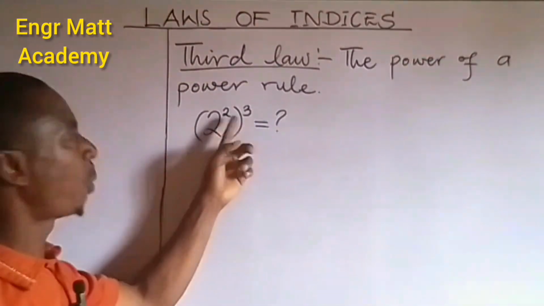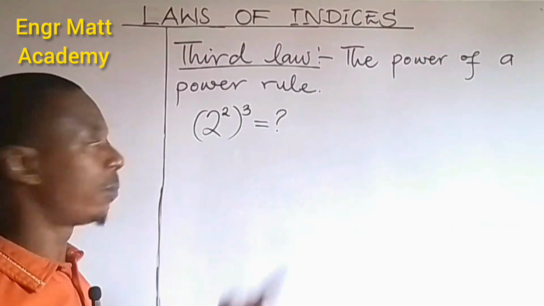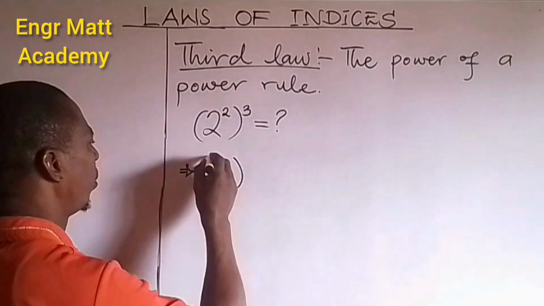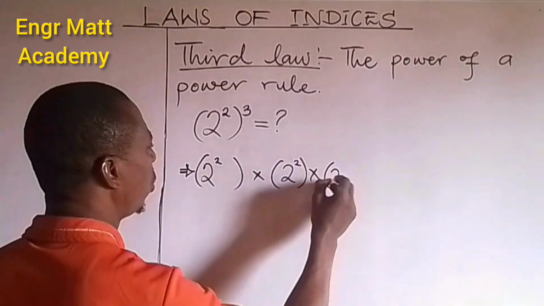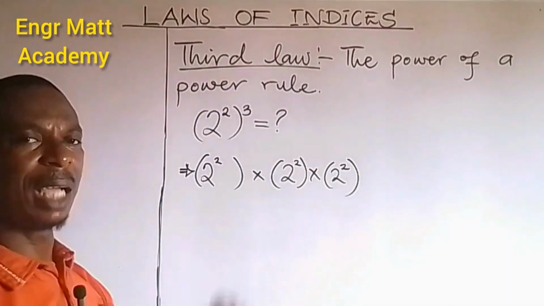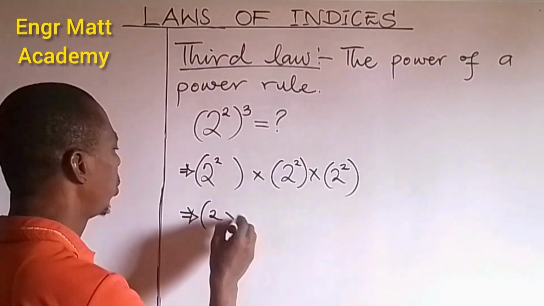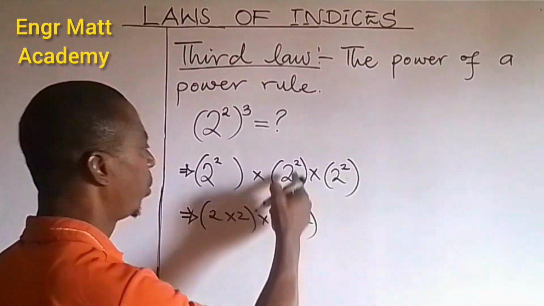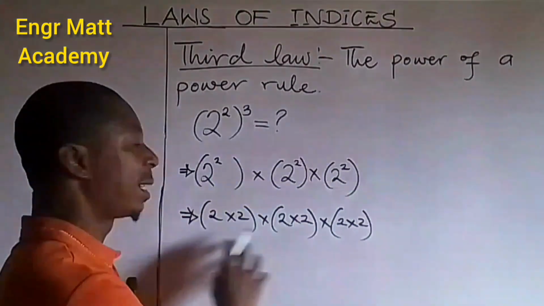2 raised to power 2 raised to power 3 means that 2 raised to power 2 is multiplied by itself 3 times. That is 2 raised to power 2 times 2 raised to power 2 times 2 raised to power 2. Recall that if we expand this, we have 2 times 2, times 2 times 2, times 2 times 2.